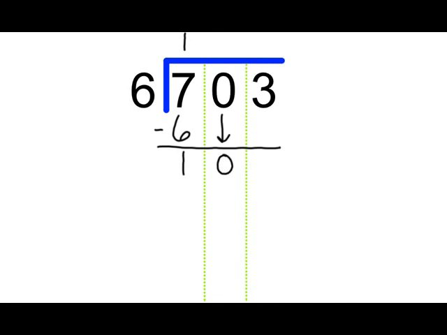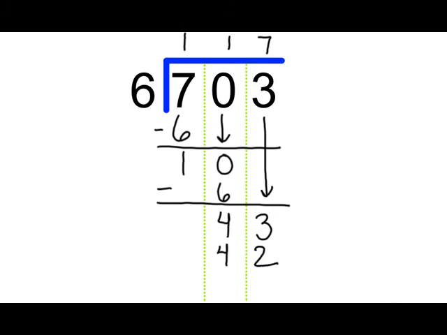How many times does 6 go into 10? The answer is once. 1 times 6 is 6. So I draw a line. I subtract. 10 minus 6 is 4. I carry my next digit down, which is a 3. How many times does 6 go into 43? The answer is 7. 7 times 6 is 42, so I write 42 under my 43. I draw a line. I subtract. 43 minus 42 is 1.